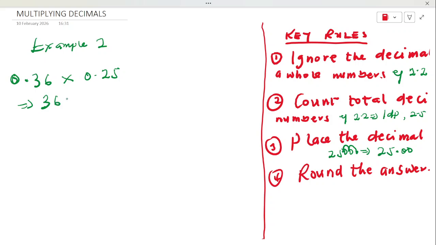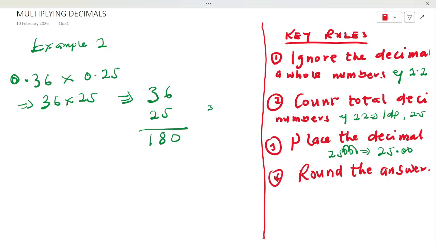That will be 36 times what? 25. You can decide to use the vertical method to arrive at the answer. 36, 25. 5 times 6 is 30. You write 0. Remember what? 3. So you write carry 3 here. And then 5 times what? 3, giving you 15 plus 3, 18. Since there is no other number, you write all the 18.